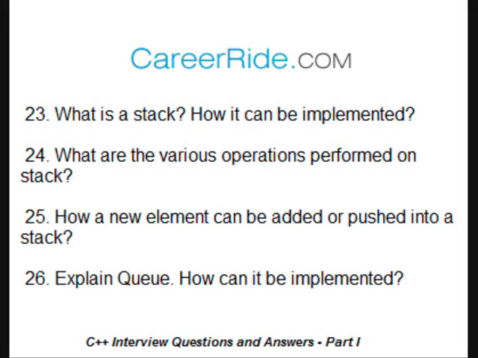Explain queue. How can it be implemented? A queue is a linear data structure which is a collection of homogeneous elements where insertion and deletion occur at different ends. The end where insertion takes place is called rear and the end where deletion takes place is called front. Queue is also known as FIFO, that is first in, first out, because the element which is inserted first will be the first one to come out of the queue. Queue can be implemented by: 1. Array implementation of stack and 2. Linked list implementation of stack.